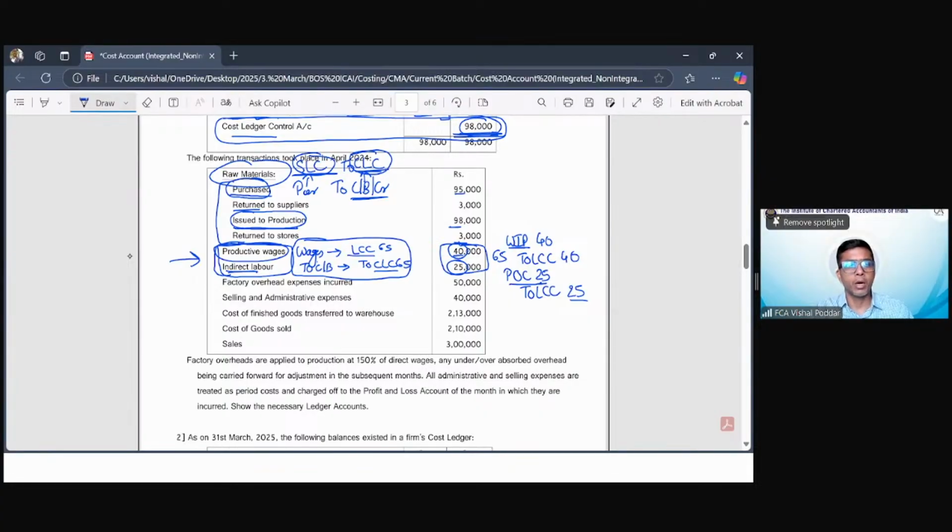Banipreet, beta, you had a doubt in this, if I'm not wrong. Please check if your doubt is addressed and resolved.